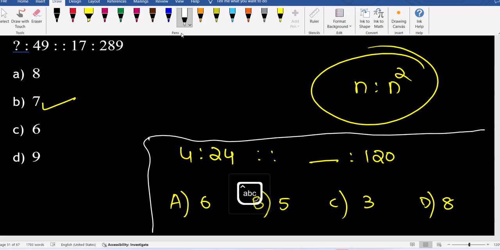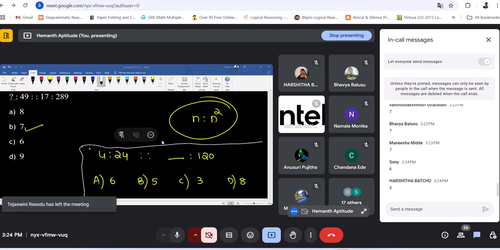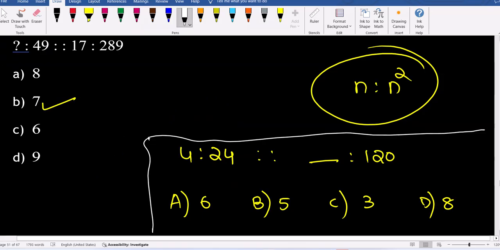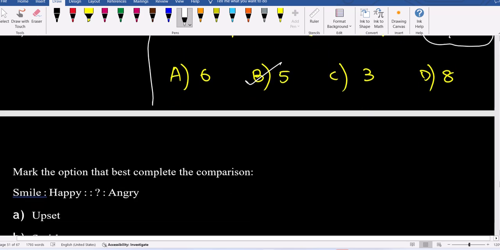Analogy question which was previously given in Accenture. Harshita responded with some answer. Manisha, perfect. So 5 is the answer, correct. The logic your friends cracked here is factorial. 4 factorial is 24, 5 factorial is 120. So, analogy.